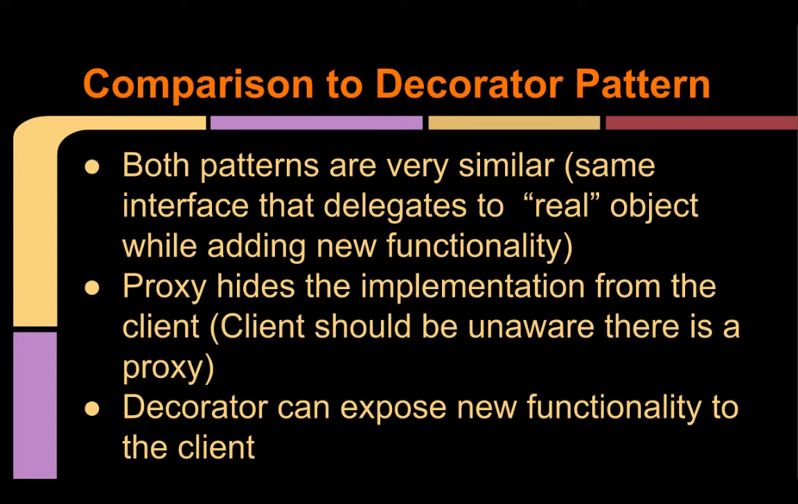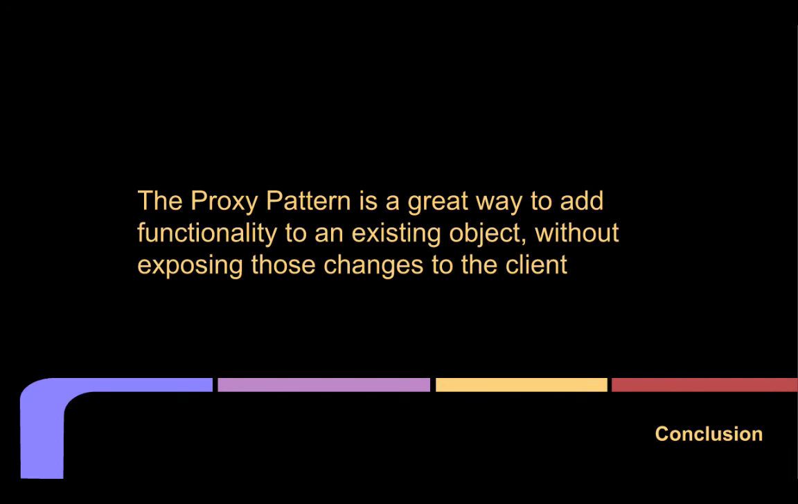It's as if the client had no idea whether they were calling a proxy or not. They just make the call as they normally would, and they don't know if they're calling a proxy or the actual object. With the decorator pattern, the client can be aware that they're calling a decorator and that there's new functionality, and the decorator can even expose that new functionality explicitly to the client. So in conclusion, the proxy pattern is a great way to add functionality to an existing object without exposing those changes to the client. Thank you.